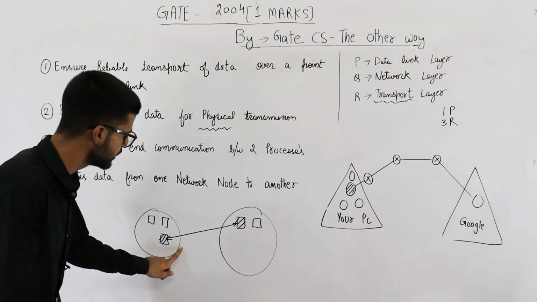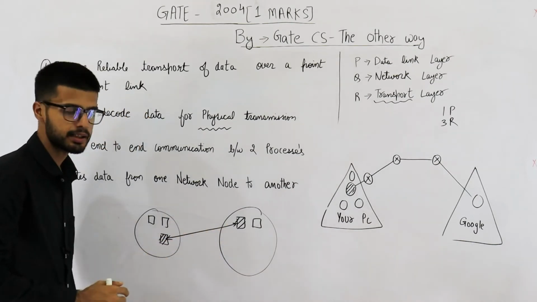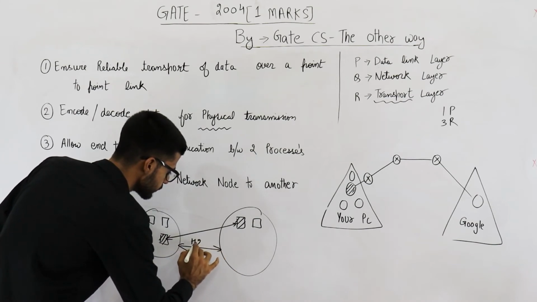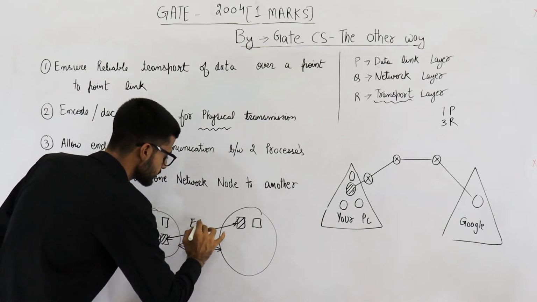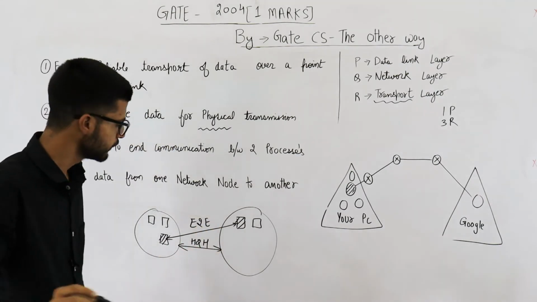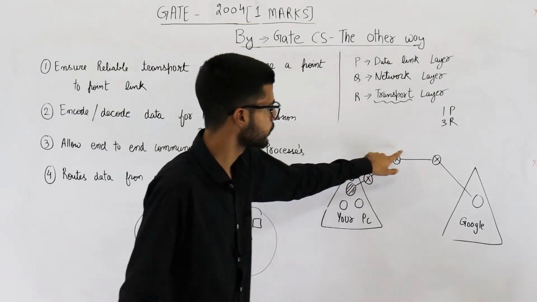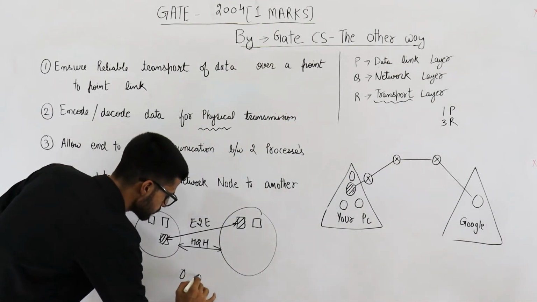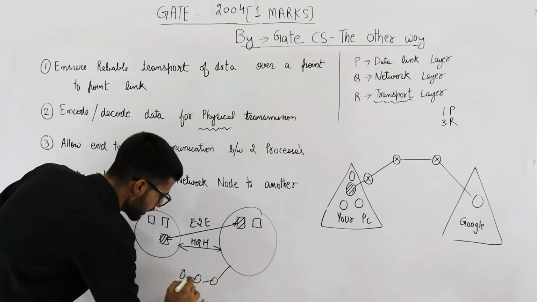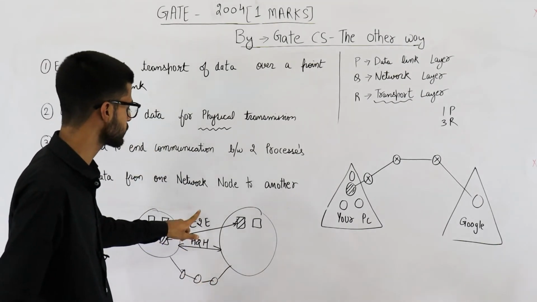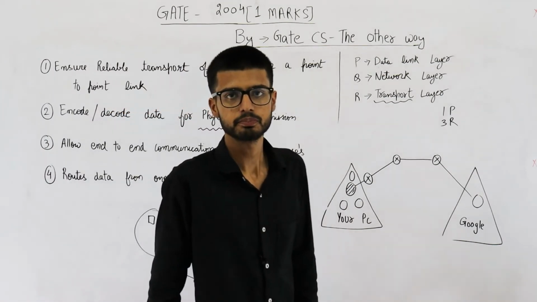For this, these two hosts have to be connected. This is called host to host. Okay, this is host to host. This is end-to-end. And for connecting both of them, we actually need to go through these routers. Okay, that is called hop to hop. So there will be various routers and various network nodes between these. This one is hop to hop, this is host to host, and this is end to end.